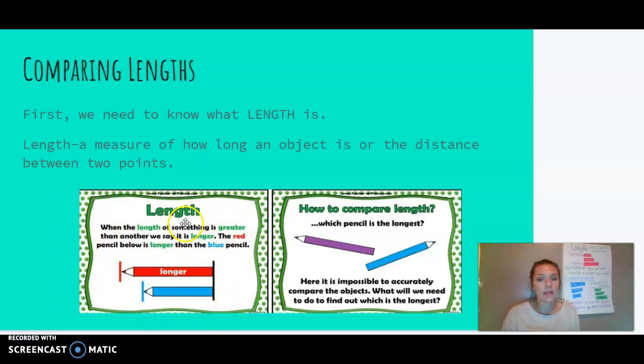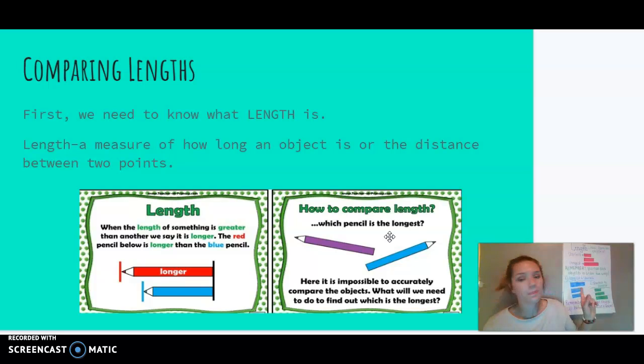One showing length: when the length of something is greater than another, we say it's longer. The red pencil below is longer than the blue pencil. But over here, how to compare length. Which pencil is the longest? Well, looking at this picture, I can't tell which one's the longest because they both kind of look the same, don't they? So we're going to talk about how to line those up, okay?